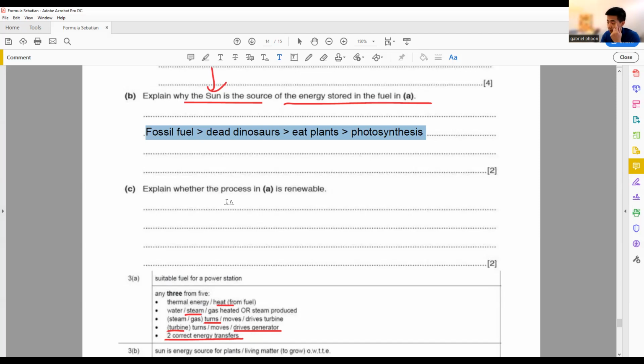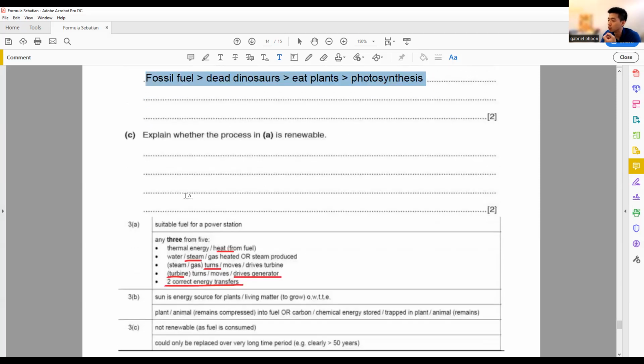Okay, and then finally explain the process in A. Is it renewable or not? For sure, it's a big no, right? Because fossil fuel is not an infinite energy. You will eventually finish using them up, right? Because our rate of consumption is greater than the rate of production.